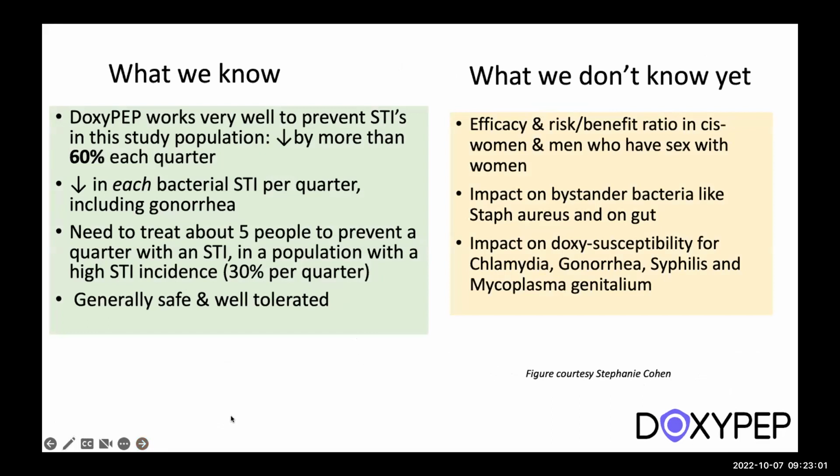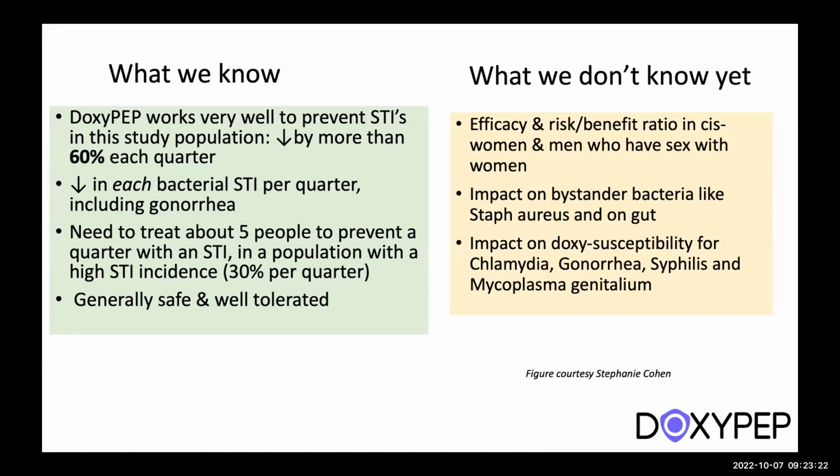So just to wrap up, what do we know? We know in our study and also in the IPRGay study that DoxyPEP works very well to prevent STIs in this population with over a 60% reduction per quarter. And we saw a reduction in each of these 3 bacterial STIs per quarter, including gonorrhea.